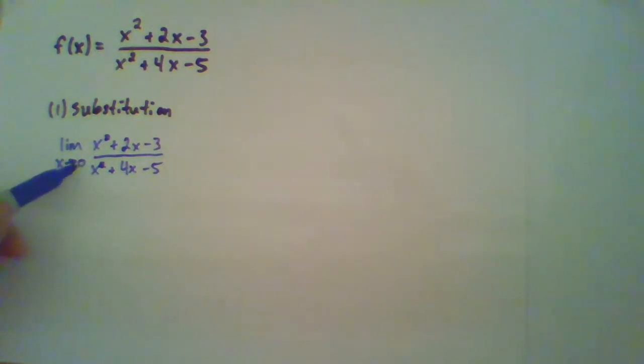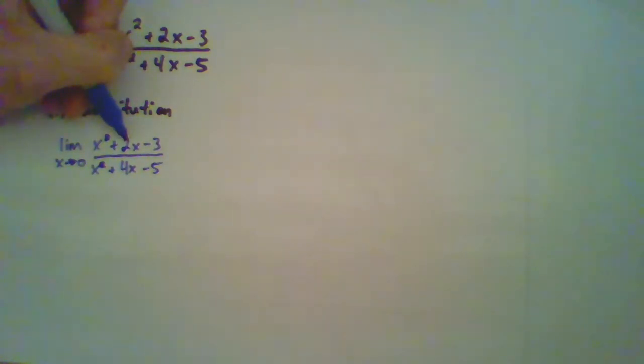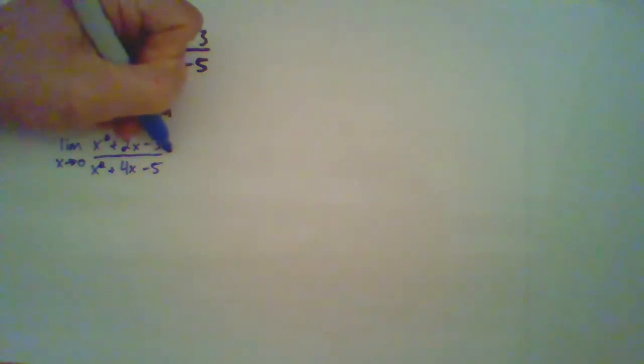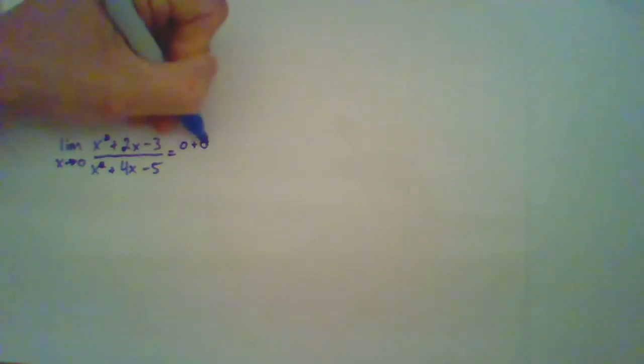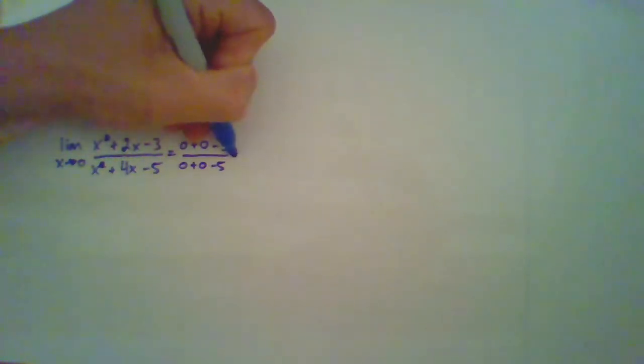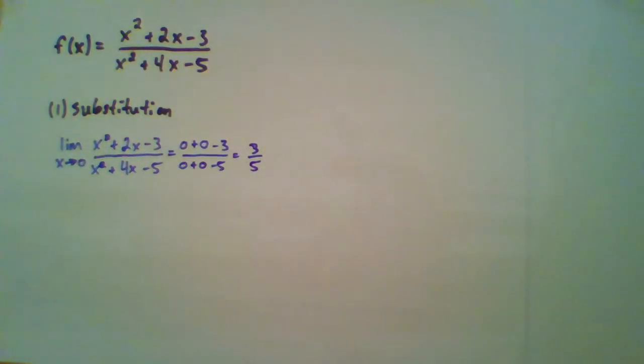Like I said, we're just substituting. You've been doing this forever. So take a 0, and everywhere you see an x, you can just replace that with a 0. So 0 squared is 0, 2 times 0 is 0, 0 squared is 0, 4 times 0 is 0. You end up with 0 plus 0 minus 3 over 0 plus 0 minus 5, and that's just equal to 3/5. Okay, so you can say the limit of the function as x approaches 0 is 3/5, which is probably not that surprising. This is just the value of the function when x is equal to 0.